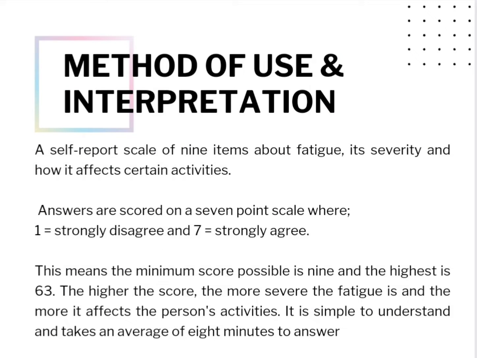As discussed earlier, the fatigue severity scale is a self-report scale of 9 items about fatigue, its severity, and how it affects certain activities. Answers are scored on a 7-point scale where 1 indicates strongly disagree and 7 strongly agree. This means that the minimum score possible is 9 and the highest 63. The higher the score, the more severe the fatigue is and the more it affects the person's activities. It is simple to understand and takes an average of 8 minutes to answer.